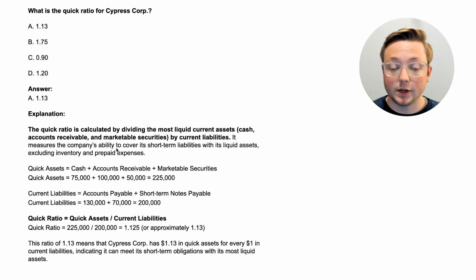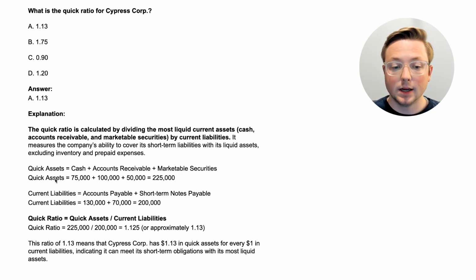It measures the company's ability to cover its short-term liabilities with its liquid assets, its assets that it could use right away. So that would exclude inventory and prepaid expenses, because those are the kind of things that they don't really have control over, or very good control over, of how quickly they can use them. But cash, accounts receivable, marketable securities, those are things that they can use really quickly to get money if they need to cover their short-term liabilities.